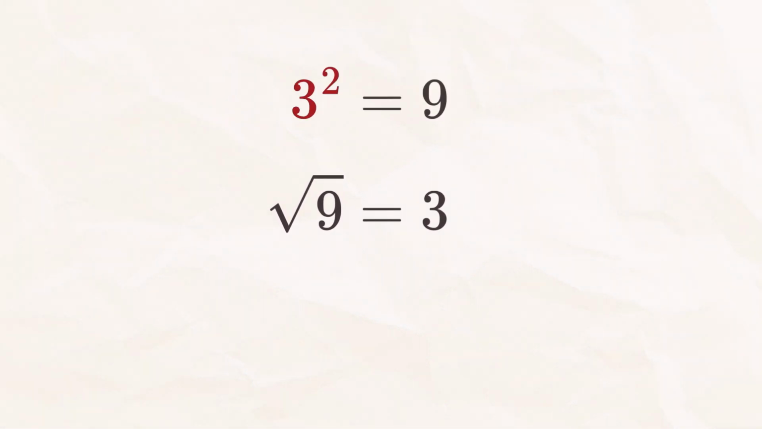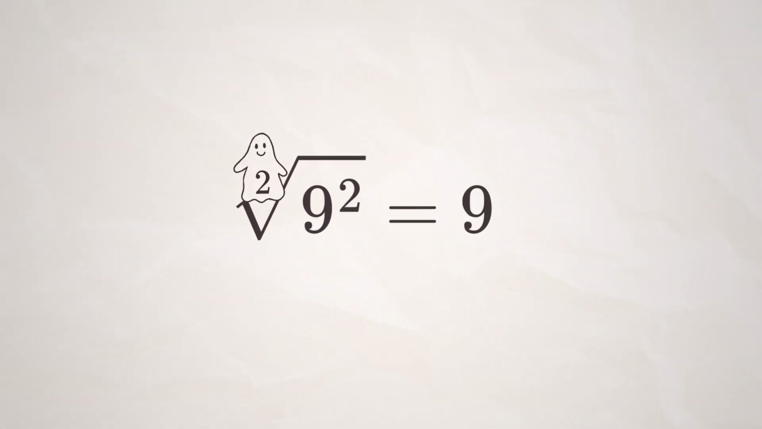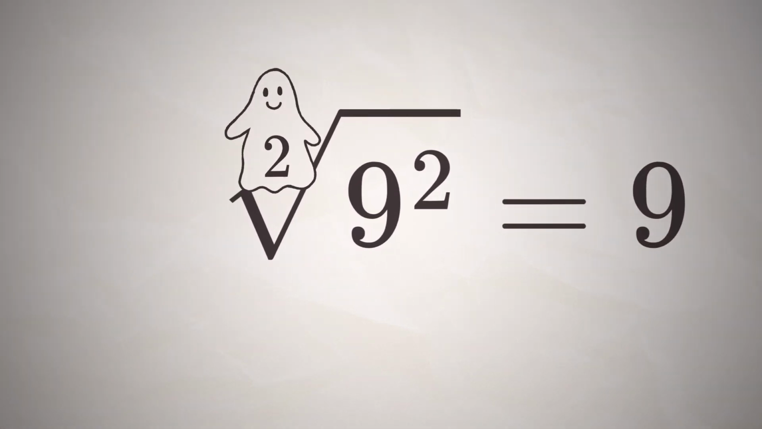Okay, 3 squared is equal to 9. The square root of 9 is equal to 3. The square root undoes the squaring, and the squaring undoes the rooting. The square root is like hitting the undo button on a square. But remember, the ghost of the index of 2 is always there, even if we don't see it. This will become important later.